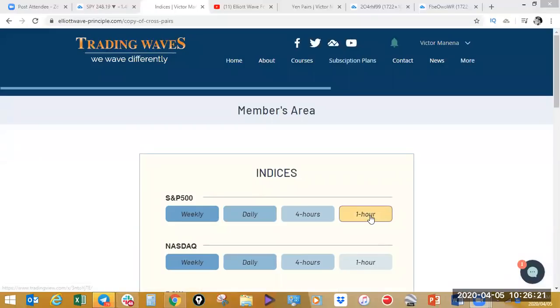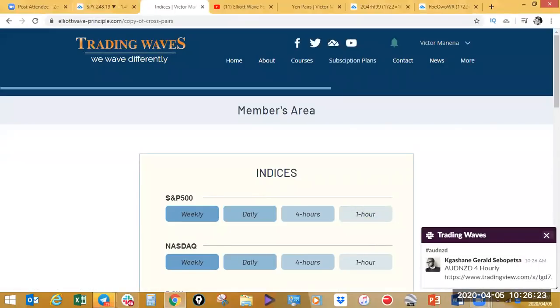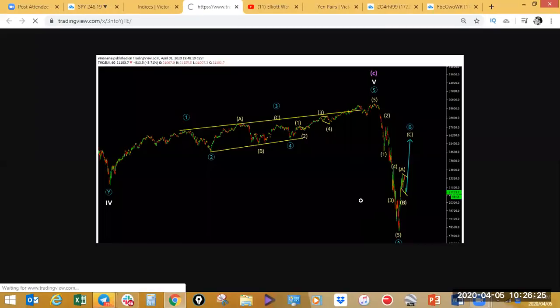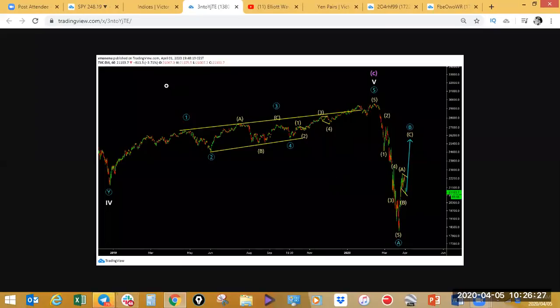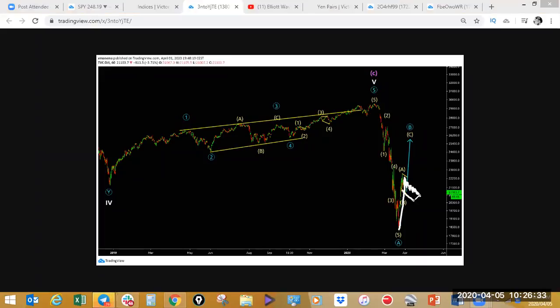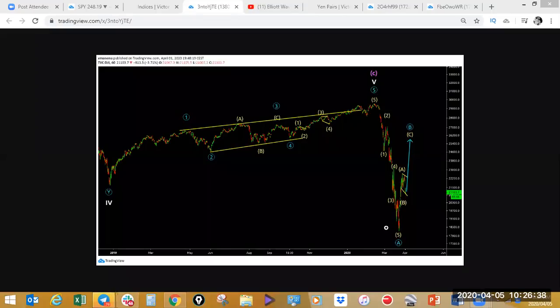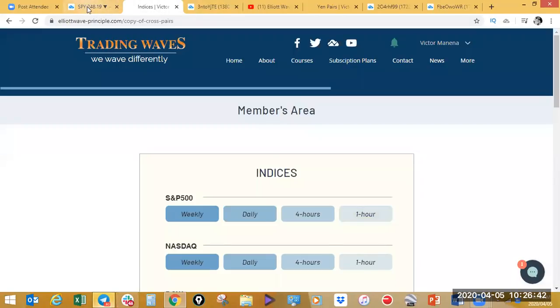Now on the S&P 500, just going through the 1-hour time frame. Looking at the 1-hour time frame, we're currently in this structure. We've already made this move to the upside. We're currently doing this corrective structure, and after the correction, we should make a move to the upside. So let's look at a couple of options of how this could actually play out. Let's go back to the chart here.